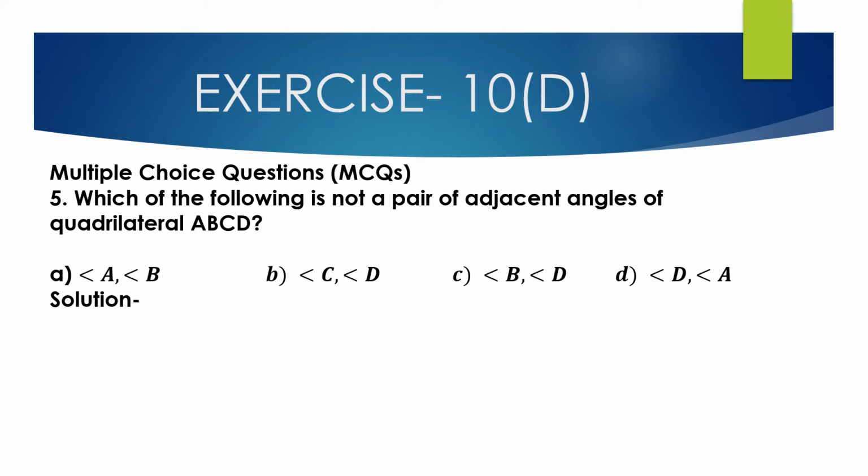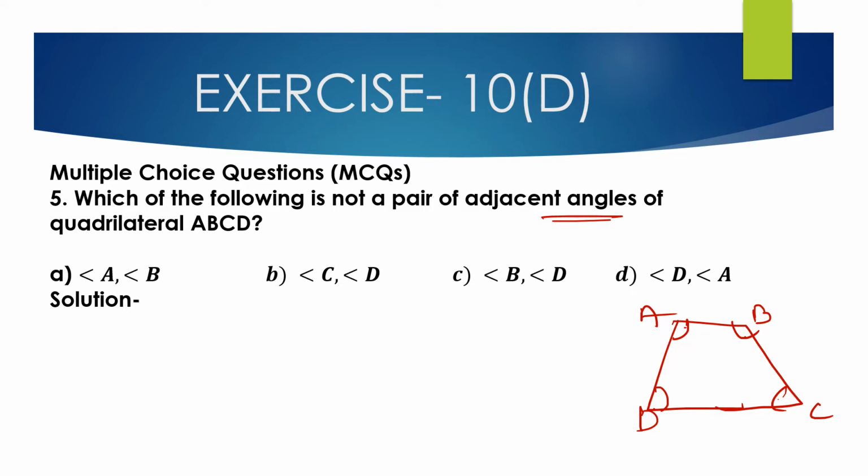Now question number 5, multiple choice questions. Which of the following is not a pair of adjacent angles of the quadrilateral ABCD? This is quadrilateral ABCD. Which of the following is not a pair of adjacent angles? Adjacent angles are A and D, D and C, C and B.